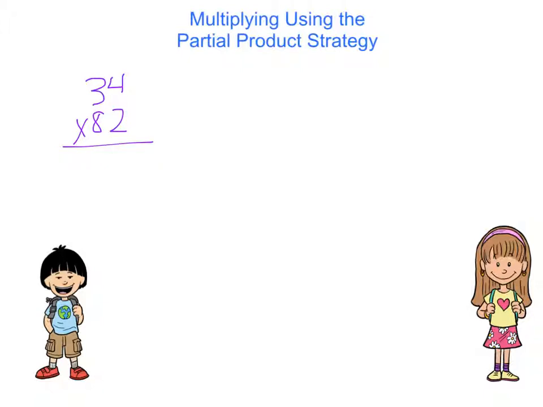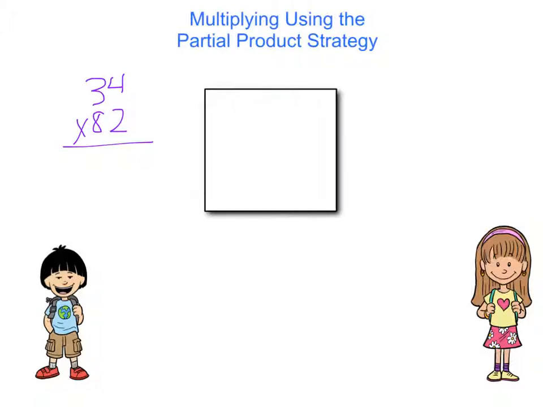So the very first thing we're going to do in this problem with the partial product strategy, we are going to make a square. The square that we're going to make should look something like this. Make sure that it's as close to a square as possible. Don't make it too small. Definitely don't make it too big. You want to make sure that you have enough room inside.